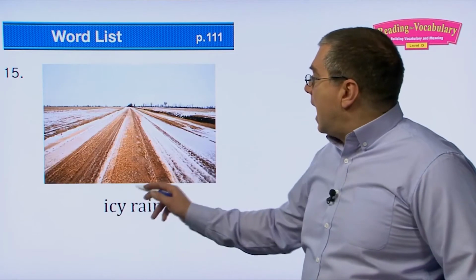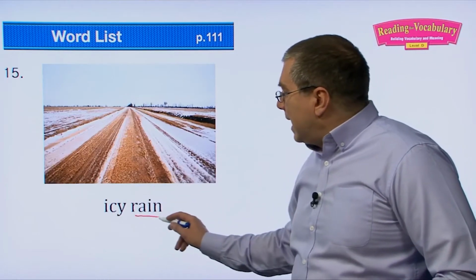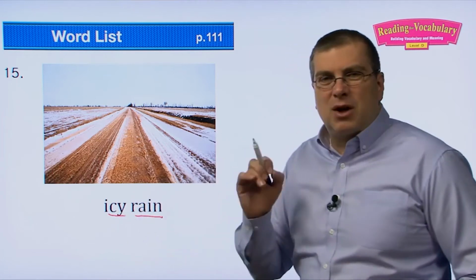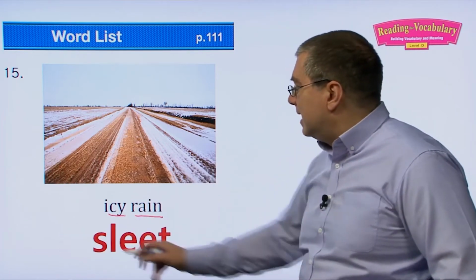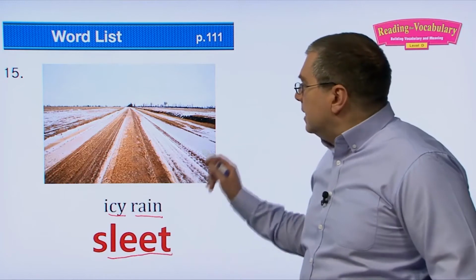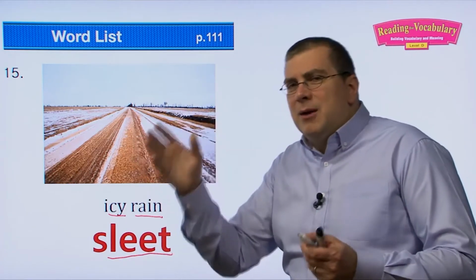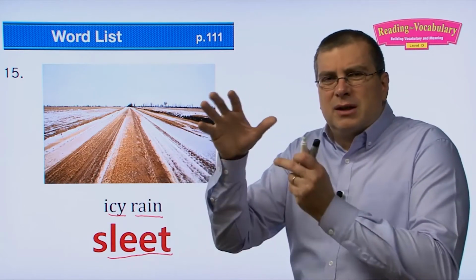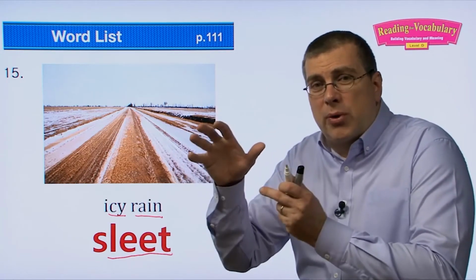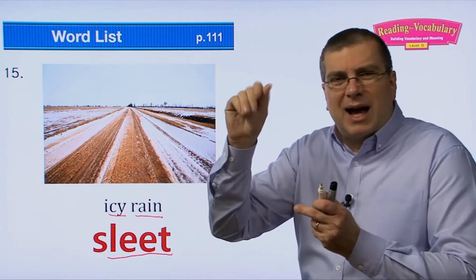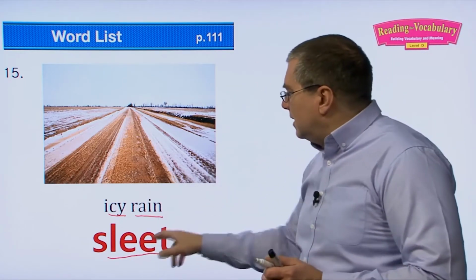Okay, next one. Icy rain. It's rain, but it's really cold. So it becomes icy. It's almost freezing. We call that sleet. So sleet is not snow, it's not rain, but it's almost a combination of both. It's where it's really cold and it's raining and it's almost icy, right? So it's icy rain, it's sleet.